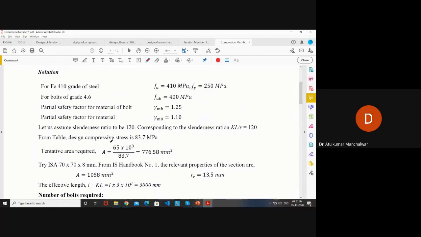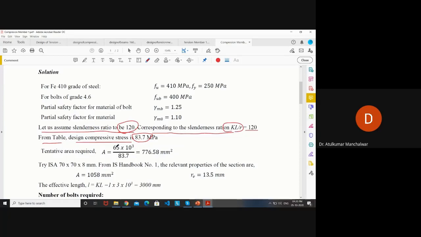Tentative area: how are we calculating the tentative area? I told you the section will be decided on slenderness ratio. Let us assume the slenderness ratio is 120. Corresponding to the slenderness ratio KL/r of 120, from the table, the design compressive strength comes to this much.